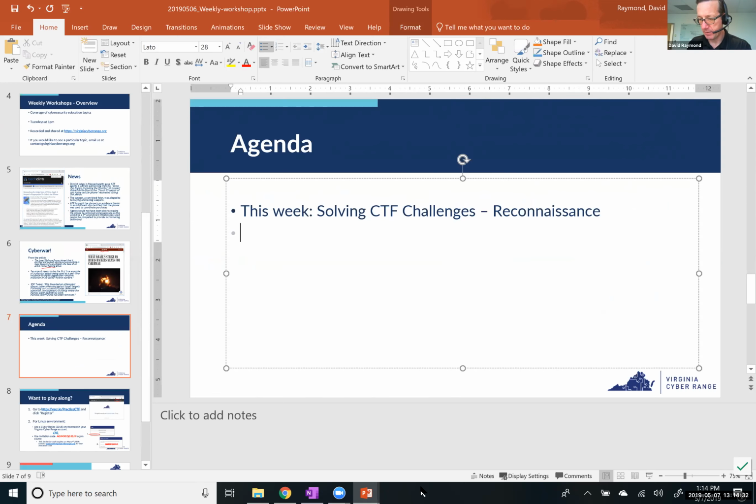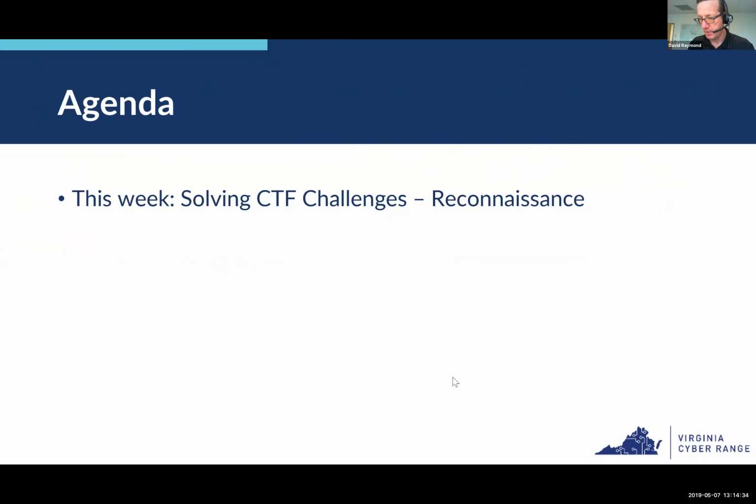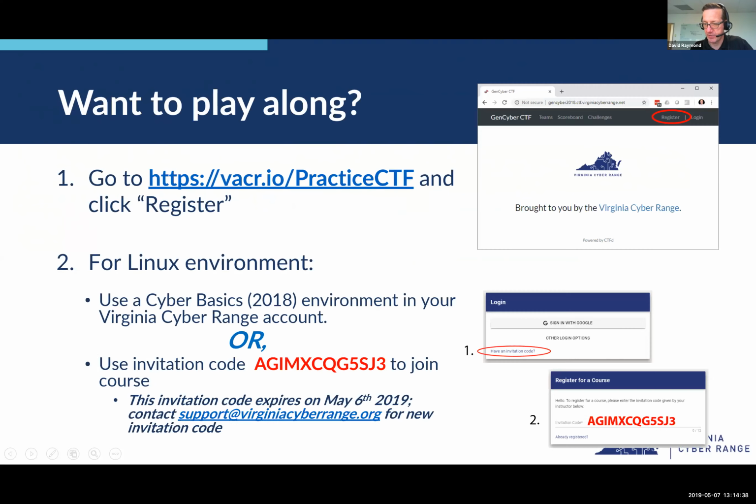And then next week, we're done, right? So we'll talk about some reconnaissance challenges. Again, if you want to play along, then you should screenshot this slide, and this will give required details to join the CTF and to get a Cyber Basics environment spun up.